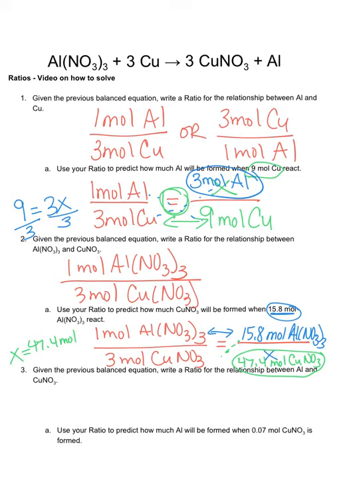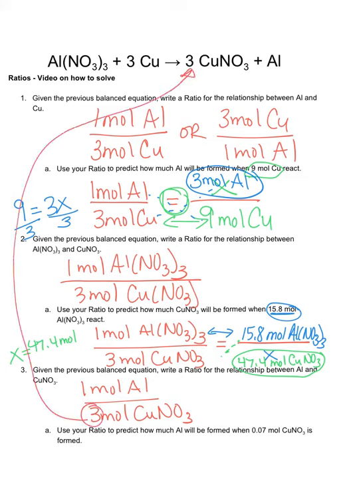Continuing on down. For the next problem, what's the relationship between aluminum and copper nitrate? I have 1 mole of aluminum and 3 moles of copper nitrate, from the balanced equation, where again this 3 is all the way up here. It's that coefficient. This 1, there's no coefficient, so it means it's 1. So that's where those come from. I'm going to use that ratio down here now. This is always like my known or my recipe.